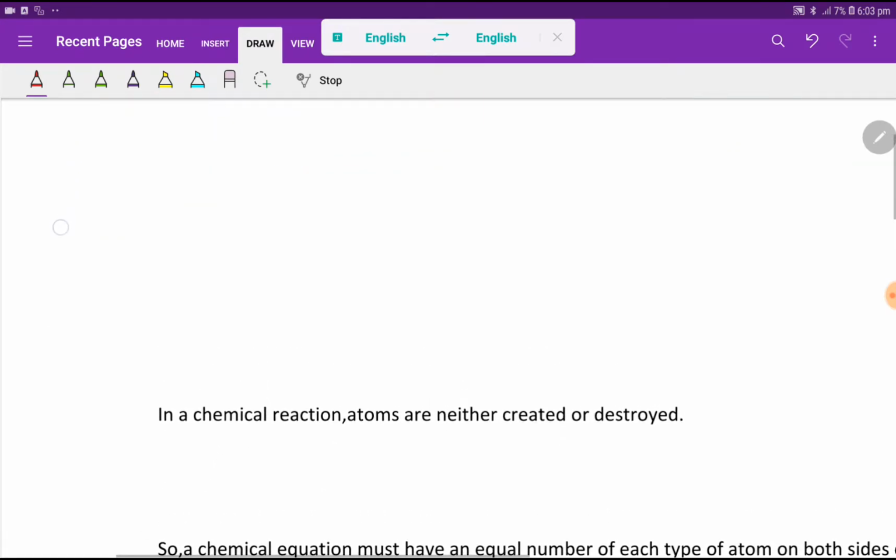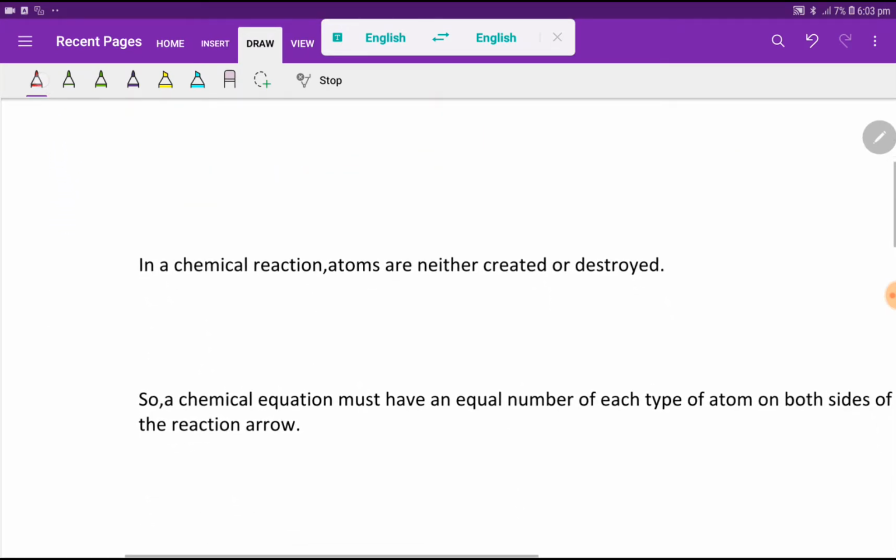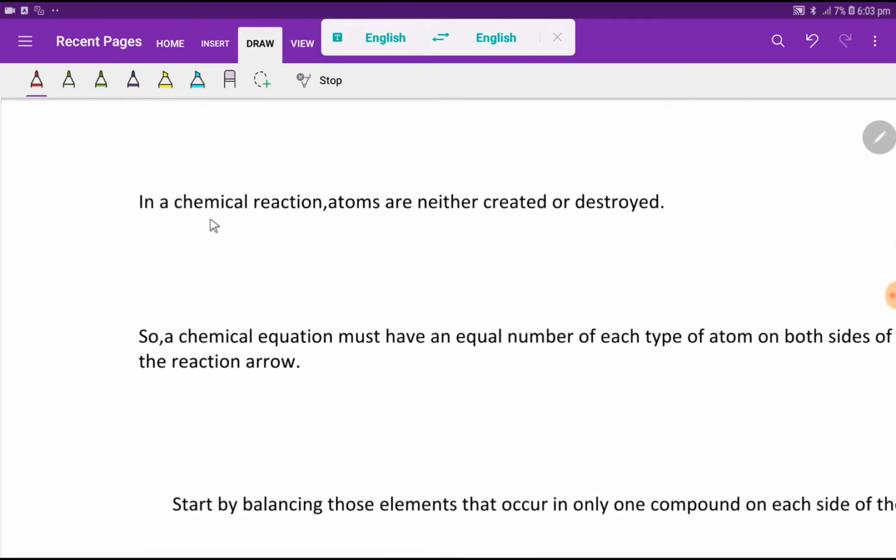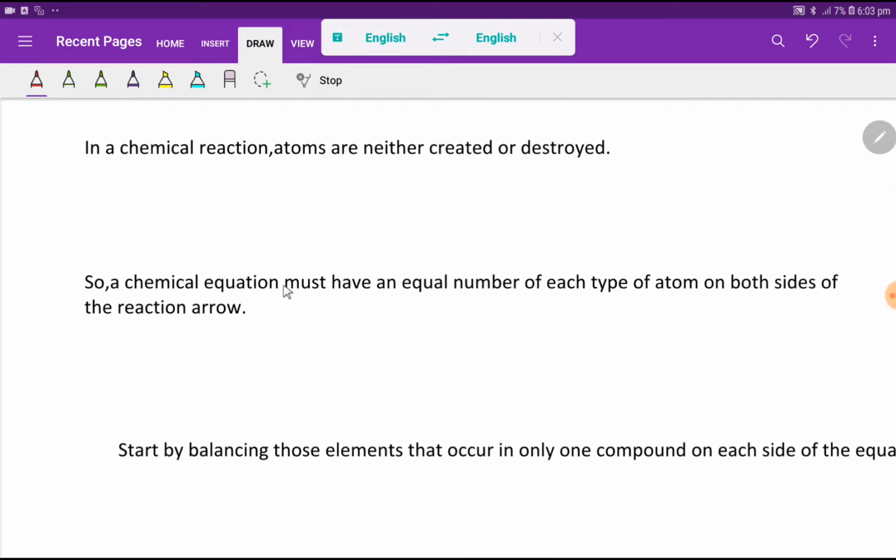In balancing chemical equations, you have to have some basic knowledge. Look, in a chemical equation, you cannot create any atoms, or destroy any atoms. A chemical equation must have an equal number of each type of atom on both sides of the reaction arrow. This is the reaction arrow, right?